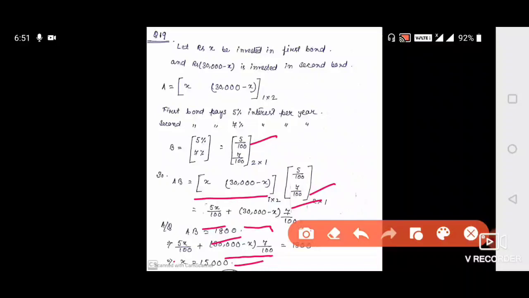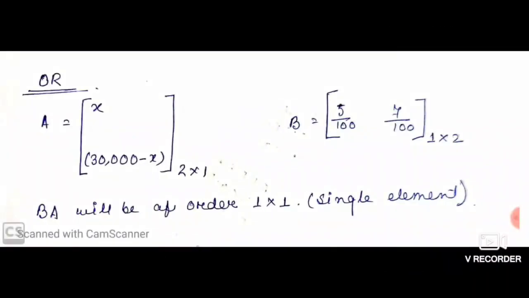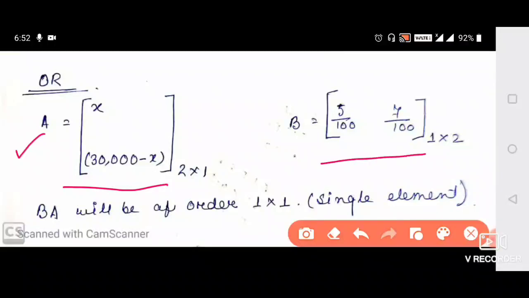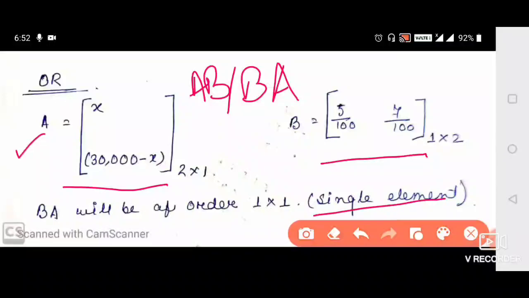Now I am showing another way to do question number 19, where we will represent matrix A in the form of a column matrix and matrix B in the form of a row matrix. So this is the portion where I have represented matrix A in the form of a column matrix and matrix B in the form of a row matrix. Now here also the same question arises, whether we will find AB or BA.